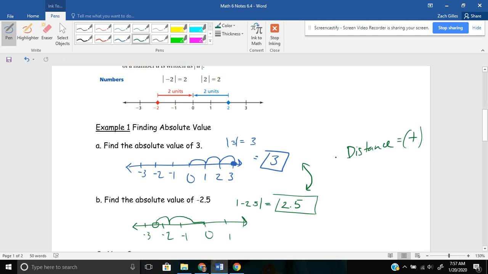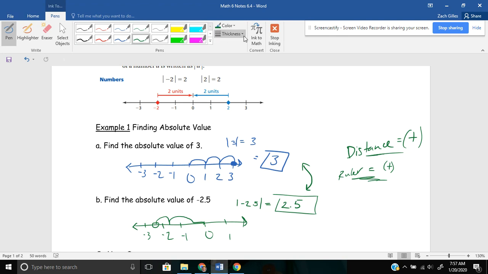It'd be like if I asked you to grab a ruler and see how far something is from something, you're always going to get a positive answer. There's no negative numbers on rulers or tape measures or anything like that. And so when we're measuring distance and seeing how far away something is from, in this case, 0, you're going to end up with a positive answer.